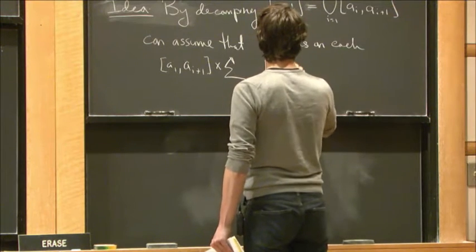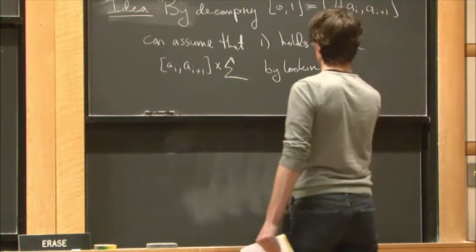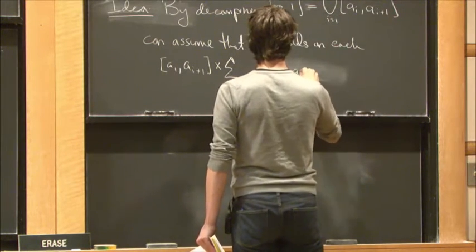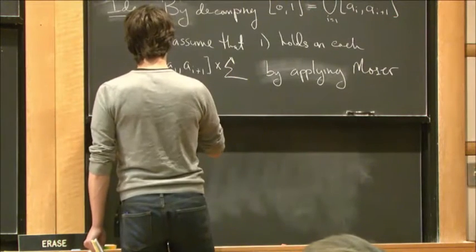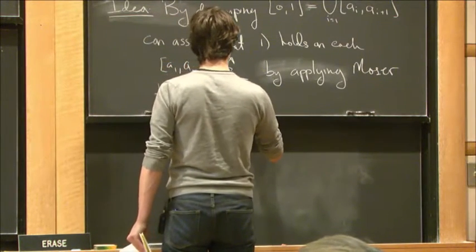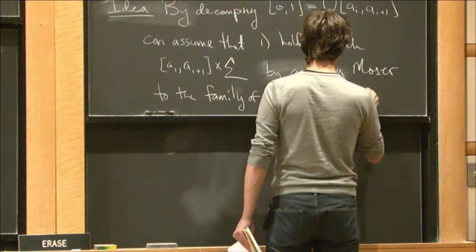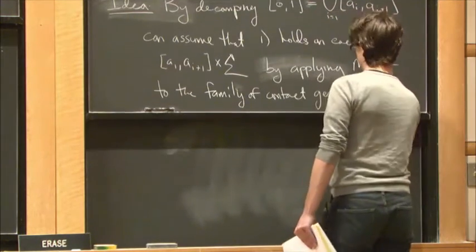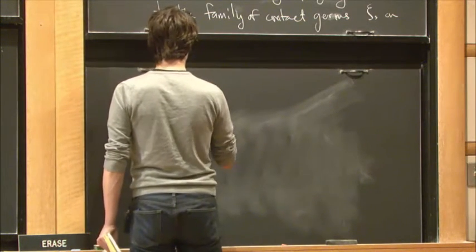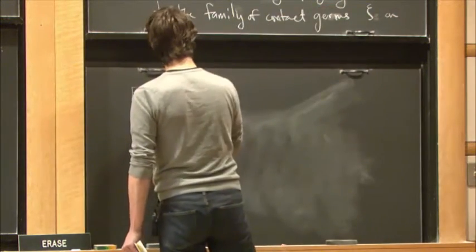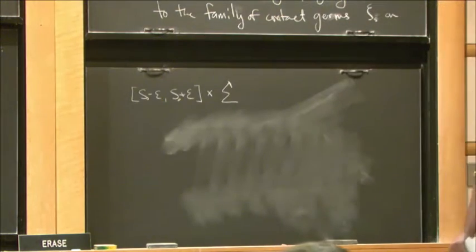By applying Moser to the family of contact germs on S minus epsilon, S plus epsilon, S0, on this, to get them all to be deformations of each other.